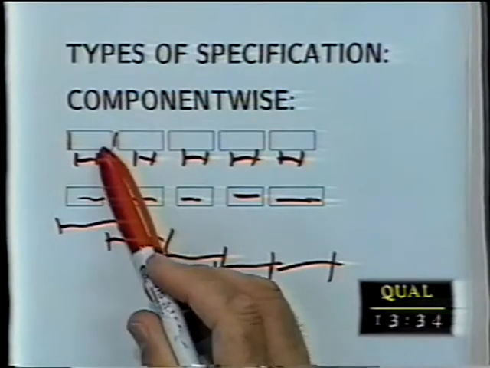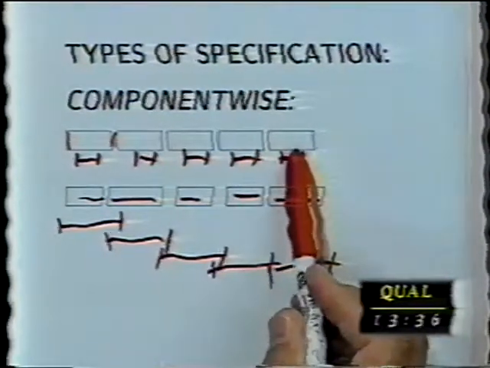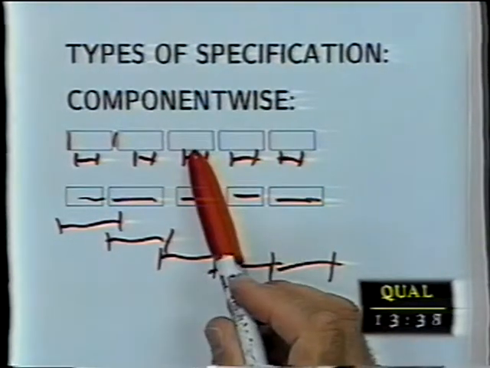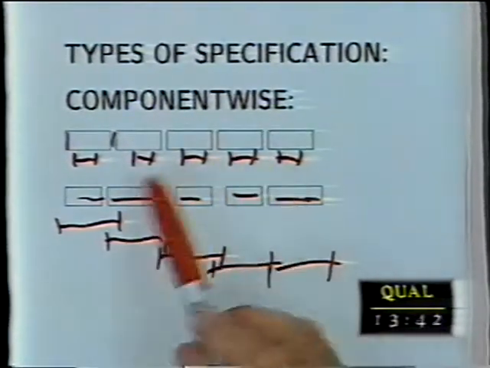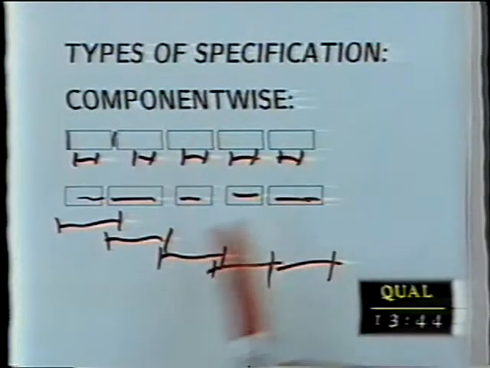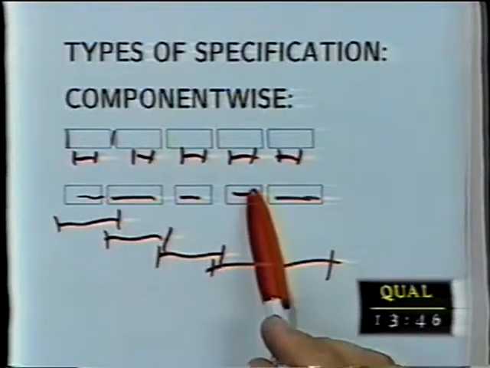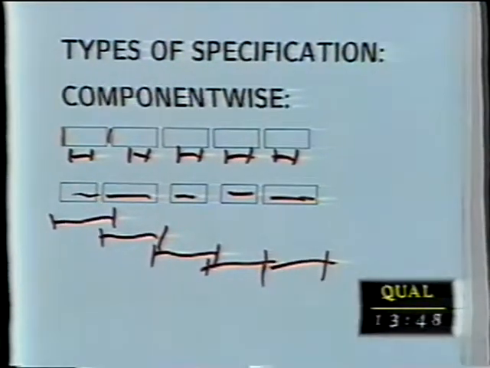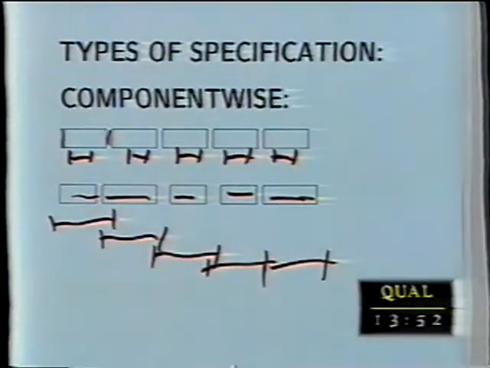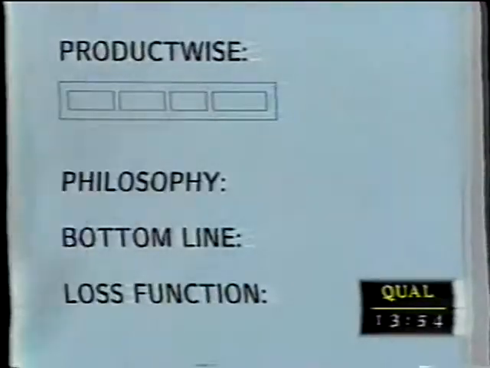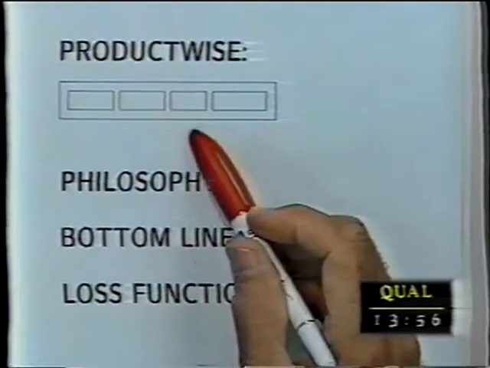So when you do component-wise, you're hoping that big ones are offset by little ones, and that the offsettings counter each other, and in the long run, your automobile will run. That's what component-wise does. It's cheaper because you always have to look at each individual piece to see whether it's in spec or not. The other type of specification is product-wise specification.